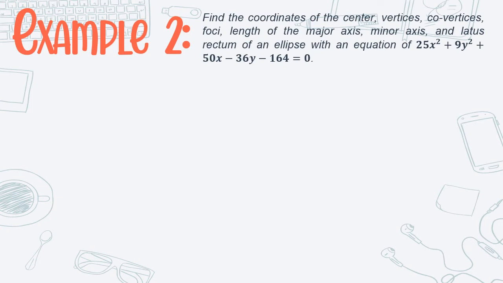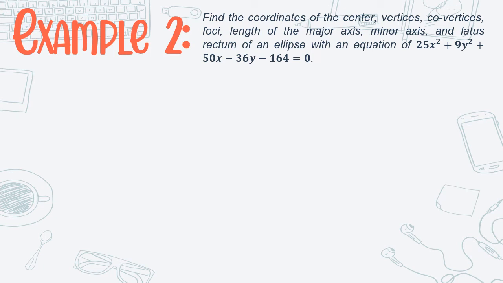Next, for our example 2, let's do it the other way around. This time, we have to find the coordinates of the center, the vertices, the co-vertices, foci, length of the major axis, minor axis, and the latus rectum of an ellipse given the equation 25x squared plus 9y squared plus 50x minus 36y minus 164 is equal to 0. Now, how can we find all the parts of our ellipse given the equation in general form?